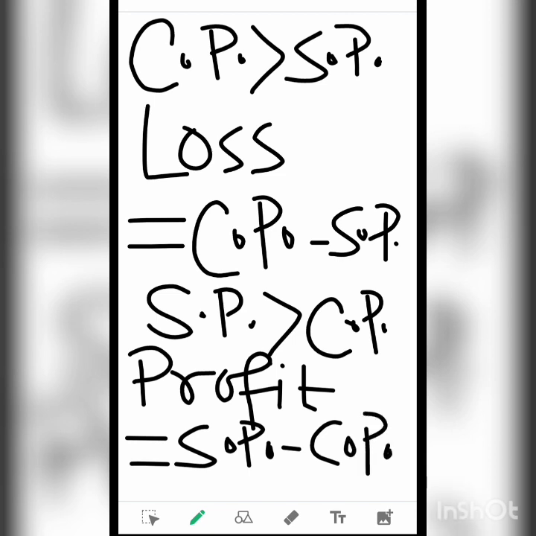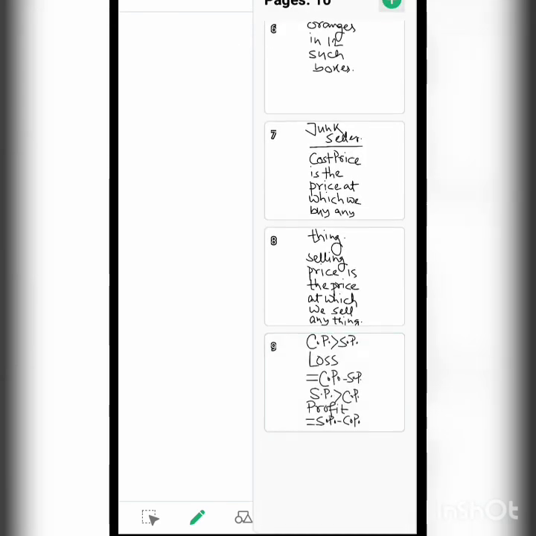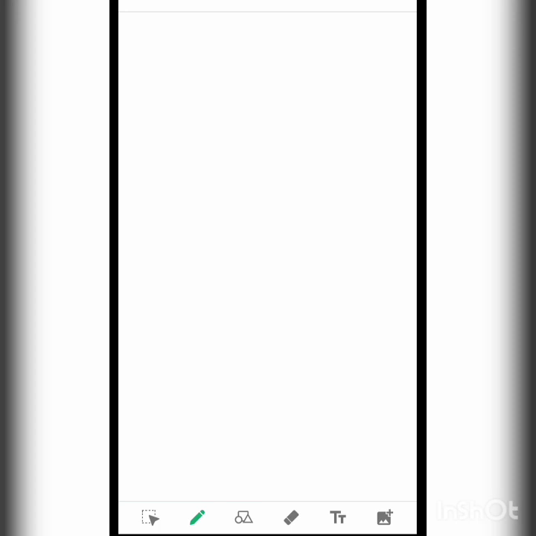These two parts are done. Coming to the next board. In this board, what we are going to look at is a few more terms we are going to see.